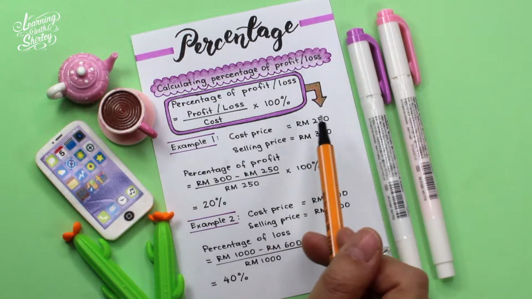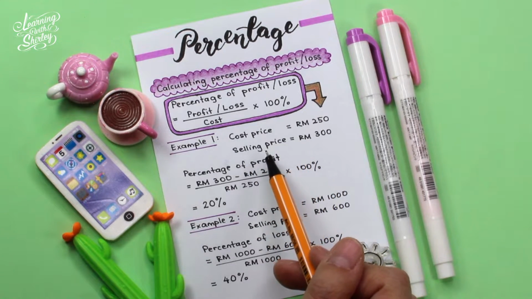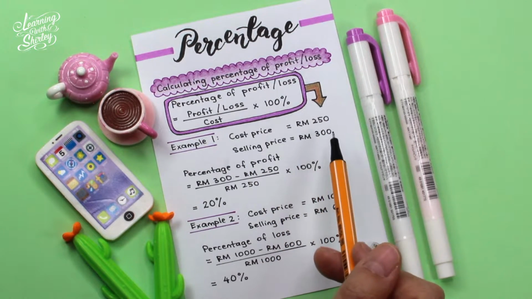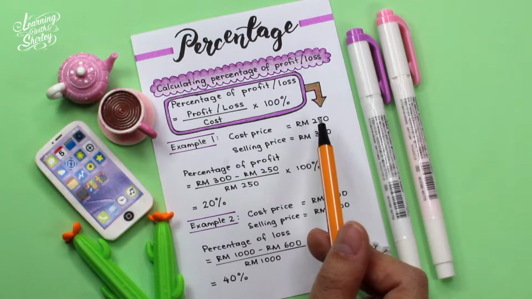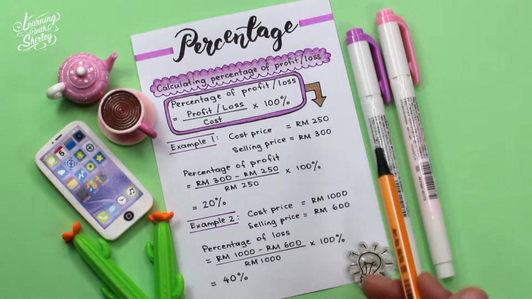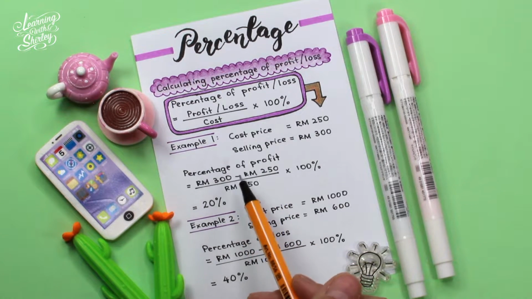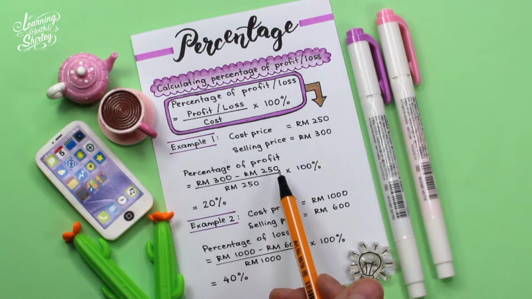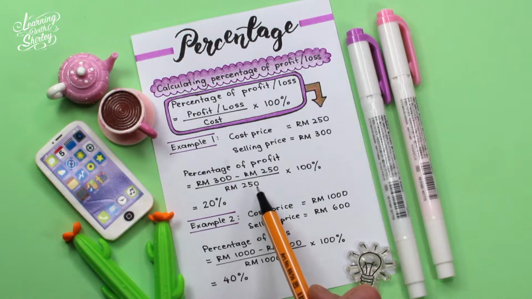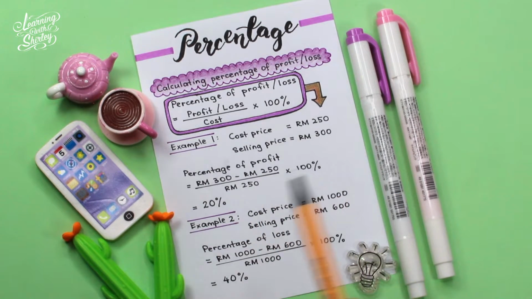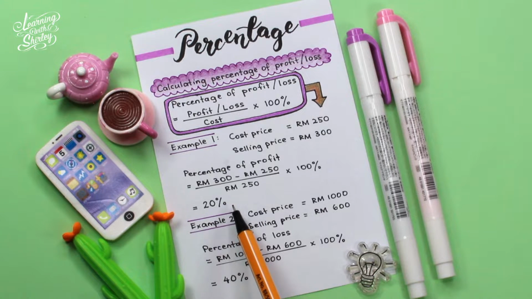Given the cost price is 250 ringgit and the selling price is 300 ringgit. So if the selling price is more than the cost price, therefore it's a profit. So to calculate the percentage of profit, we find the difference. So 300 minus 250 over the cost price, which is 250, times 100%. Therefore, the answer is 20%.